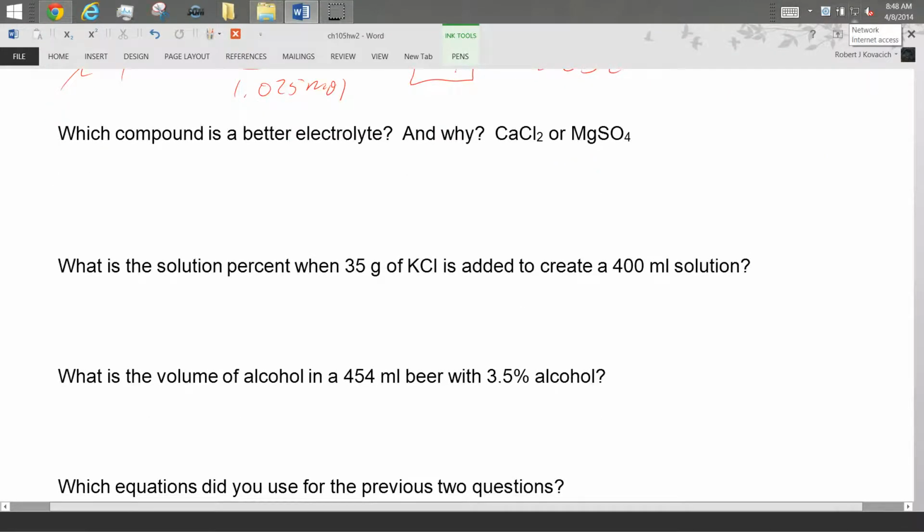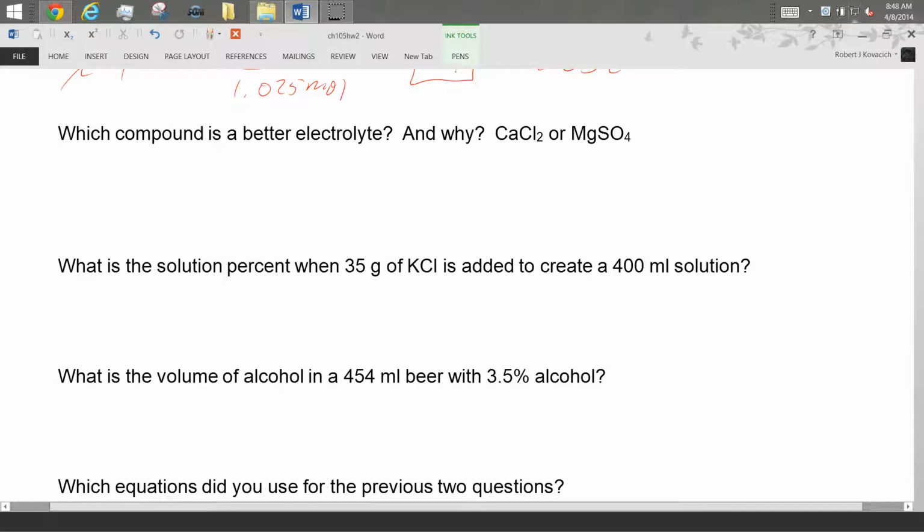All right, so how about this next one? Which one of these is a better electrolyte? So the first thing we need to ask is what's an electrolyte? And for an electrolyte, I've got to have water, and then I've got to have something go into the water and break up into ions. So we need to make sure that both of those things break up into ions.